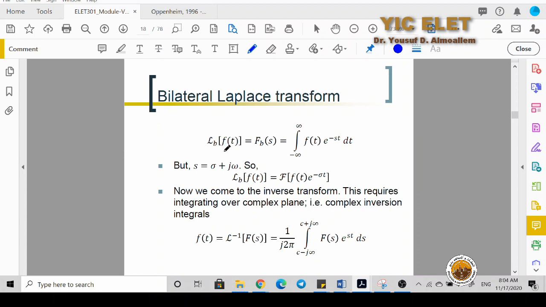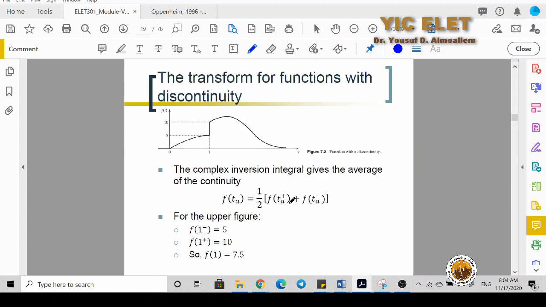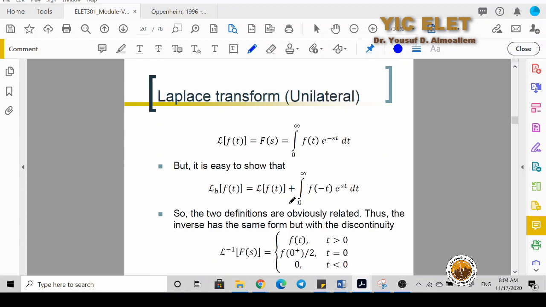Okay, so this is again the definition of the Laplace transform, and this is from the bilateral side. And this is the inverse Laplace transform. This is the forward direction, this is the inverse direction. I would skip this discontinuity.